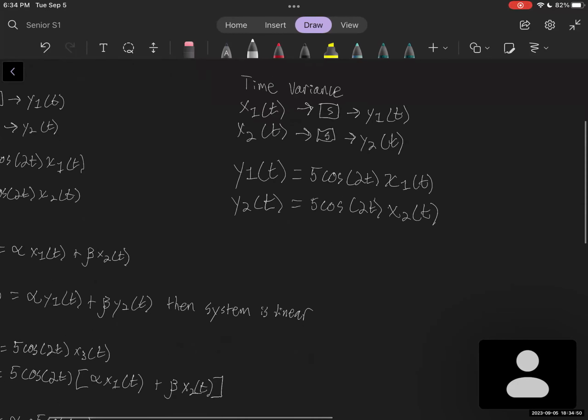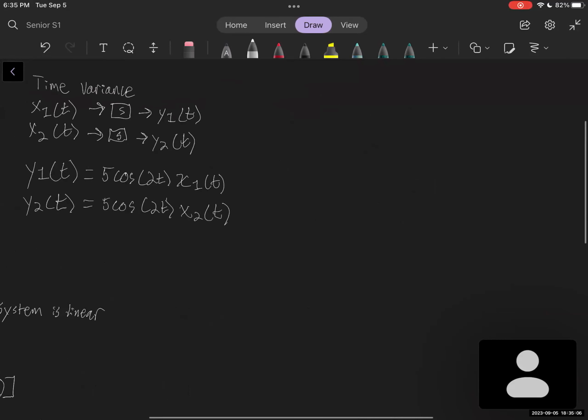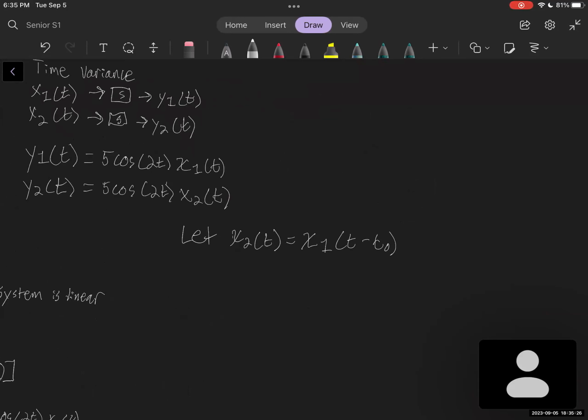Now, in order to prove that a system is time invariant, we have to shift the input and the output and verify that they're the same. So let's define, I'm going to move over here a little bit so we're not bothered by our other work. So let's let x2 of t be equal to x1 of t minus t naught. So now we're taking x1 of t and we're shifting it in the time domain.